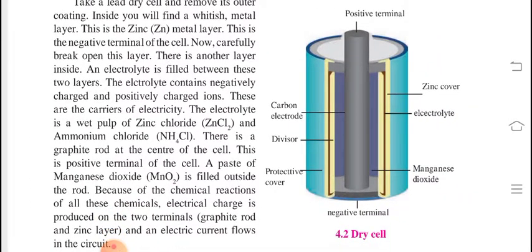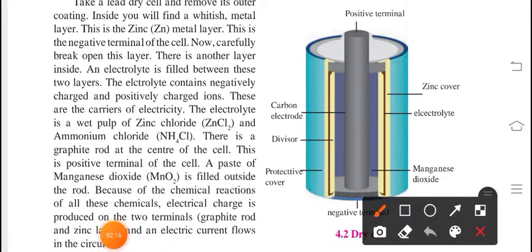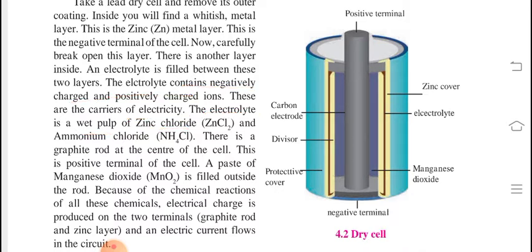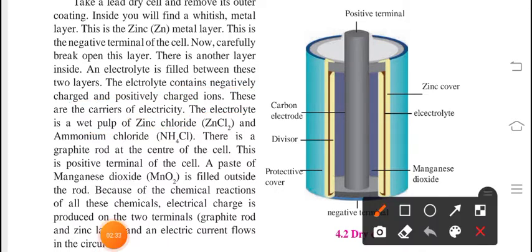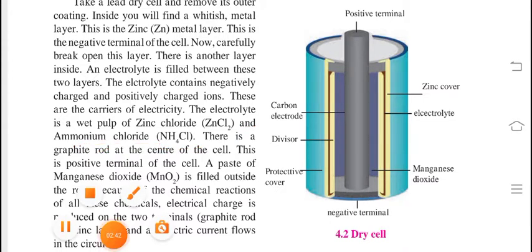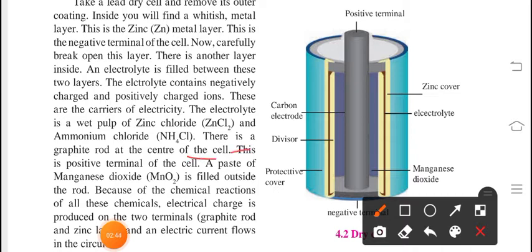Okay, so the electrolyte contains negatively charged and positively charged ions. These are carriers of electricity. The electrolyte is a wet pulp of zinc chloride. Formula of zinc chloride is ZnCl2, and ammonium chloride, which is NH4Cl. There is a graphite rod at the center of the cell. This is the positive terminal of the cell.